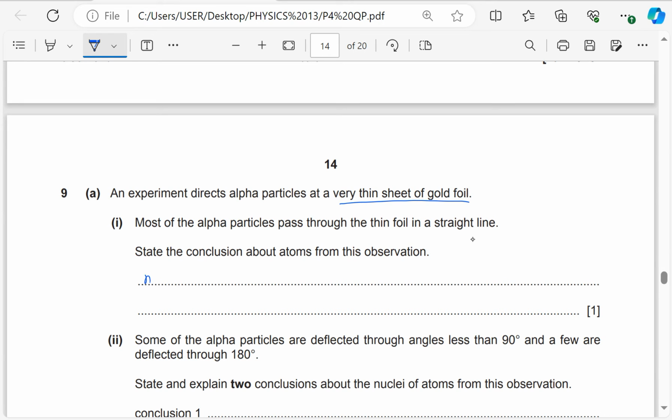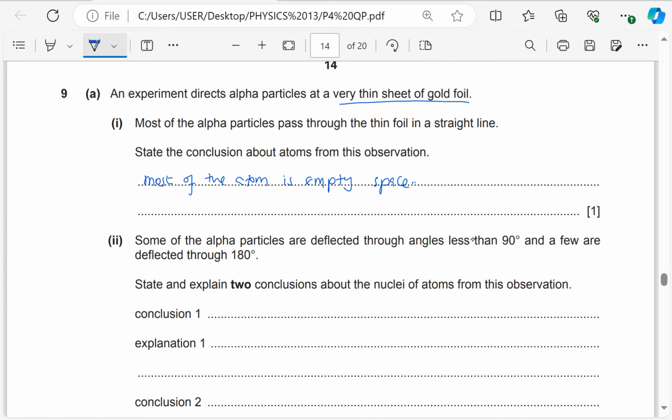So this is because most of the atom is empty space. Number two, some of the alpha particles are deflected through angles less than 90 degrees, and a few are deflected through angles greater than 90, up to 180 degrees. State and explain two conclusions about the nuclei of atoms from this observation.